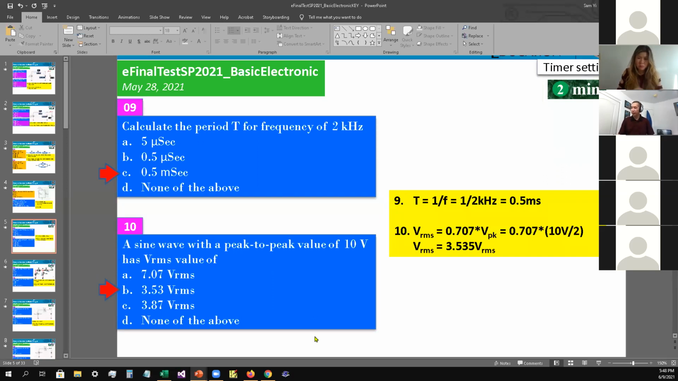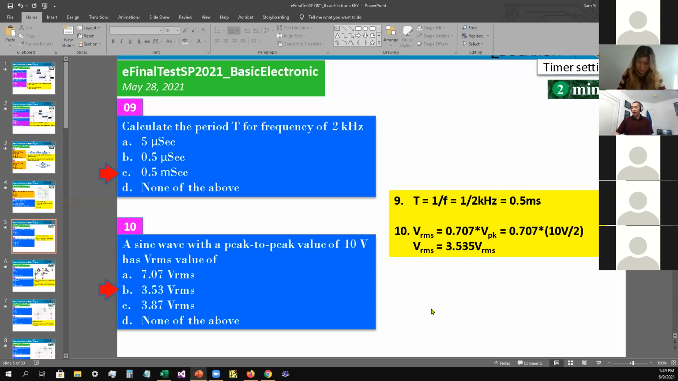Number 9, calculate the period T for the frequency of 2 kilohertz. So we got T equals 1 over F, or 1 over frequency, which equals 1 over 2 kilohertz, which yields 0.5 millisecond. The answer choices look like A is 5 microsecond, B is 0.5 microsecond, and C is 0.5 millisecond. So the answer is C as in cat for number 9.